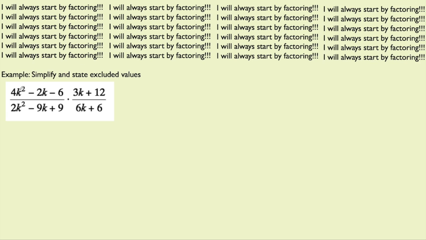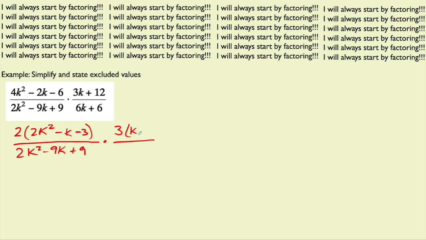So let's look here. 4k squared minus 2k minus 6. It looks like I can take a 2 out, and that's going to leave me with 2k squared minus k minus 3. Over that, it doesn't look like I can do anything there yet, so I'm just going to leave that 2k squared minus 9k plus 9. Then 3k plus 12, it looks like I can factor out a 3, so that becomes k plus 4. And it looks like I can factor out a 6 here, and that becomes k plus 1.